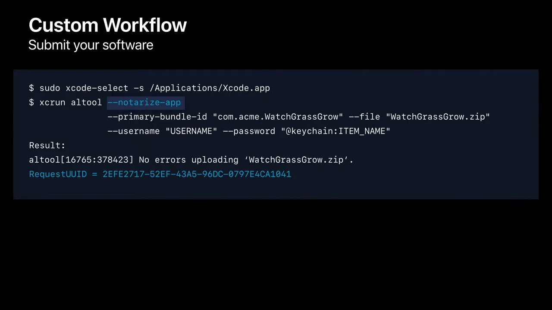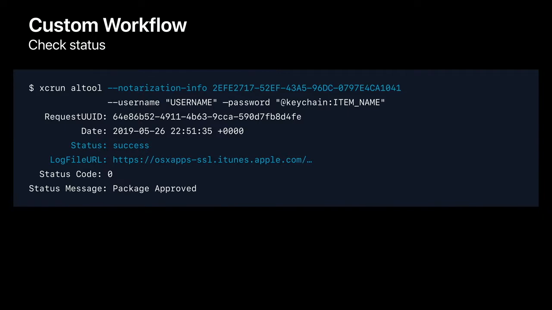When notarization upload is complete, you'll get a request UUID. And this is a UUID that represents your submission, which you can turn around and use with the notarization-info command, also as part of altool, to check on the status of processing. And this is how you can find out when your notarization is complete and what the status was. Here's an example of a successful notarization. And one important thing in here is the log file URL. Regardless of whether notarization was successful or had issues, you can take a look inside of the log file URL to learn a little bit more.